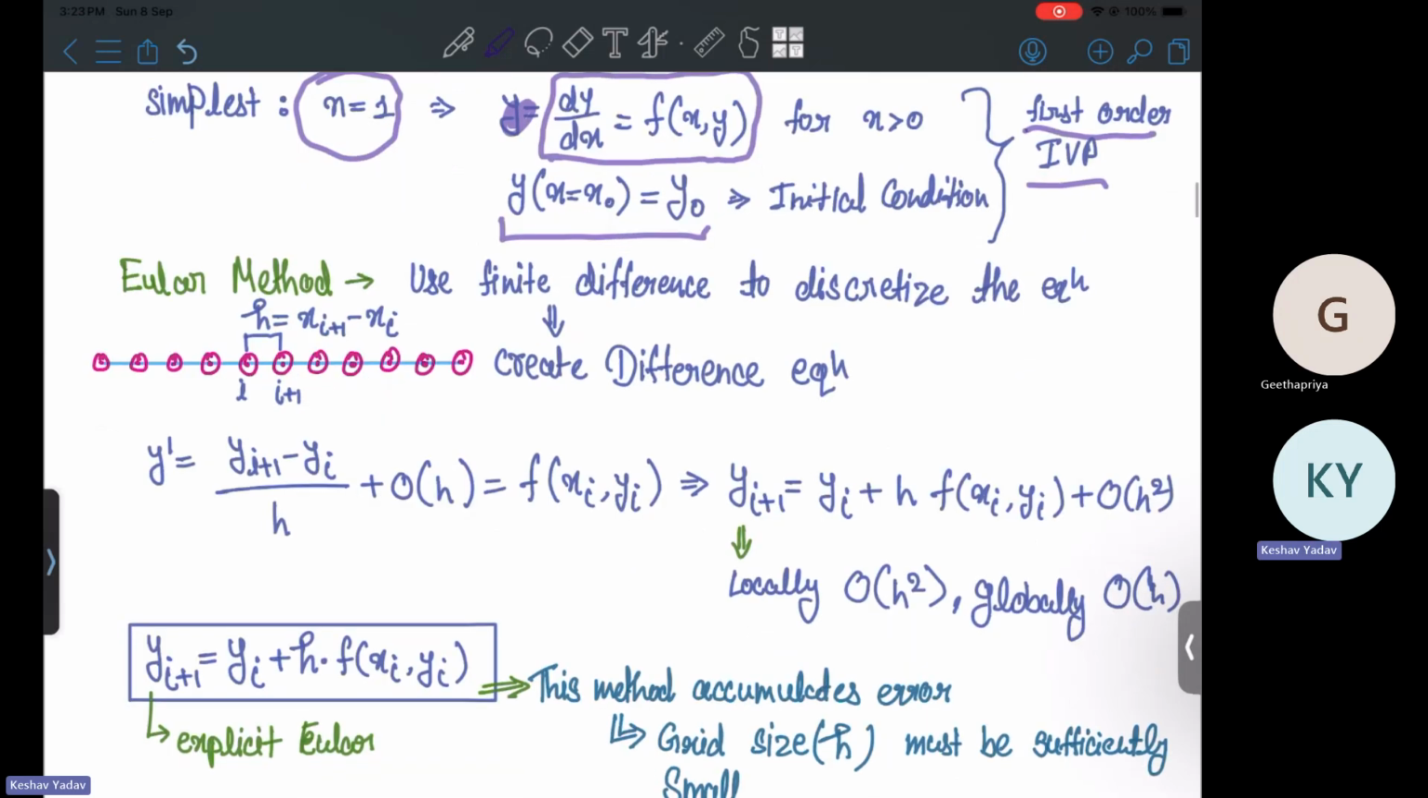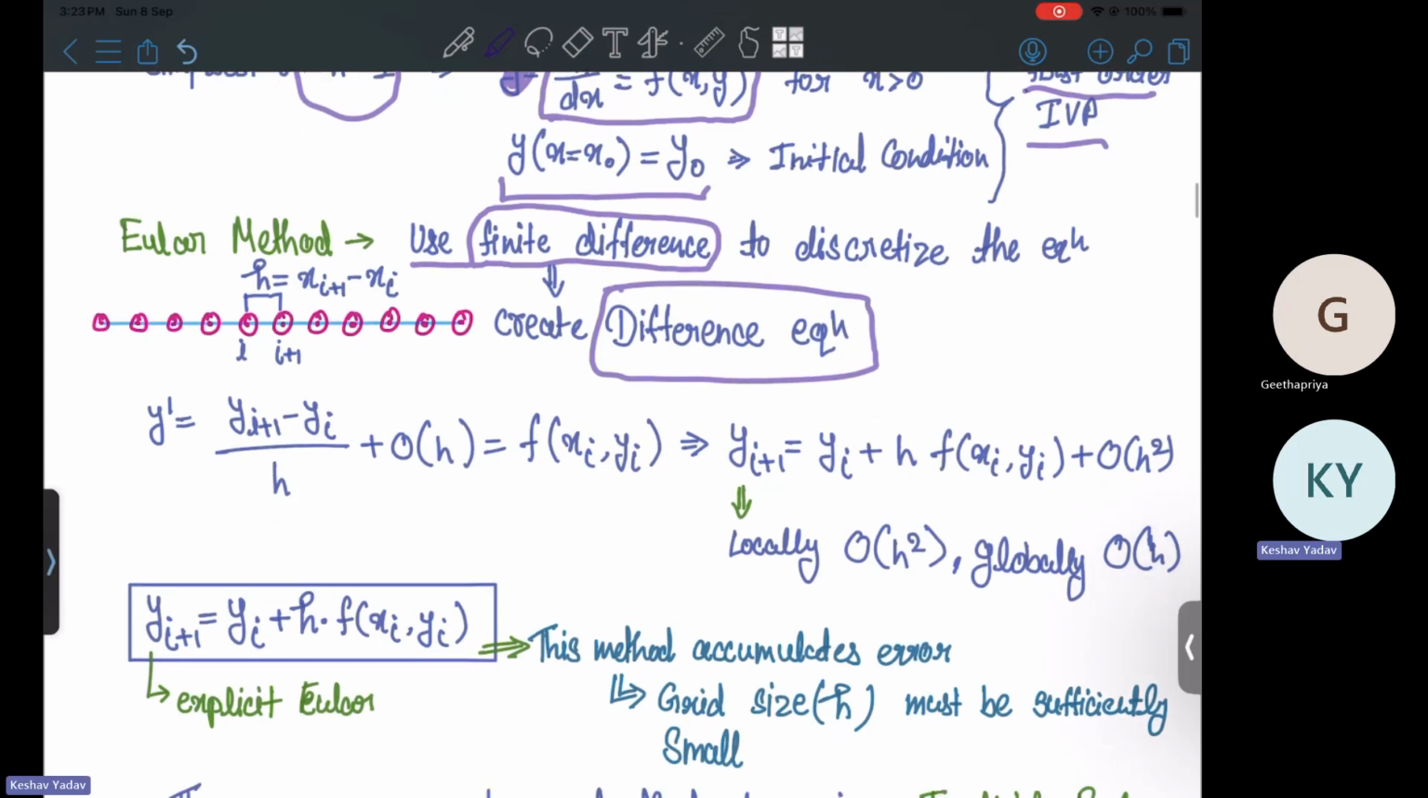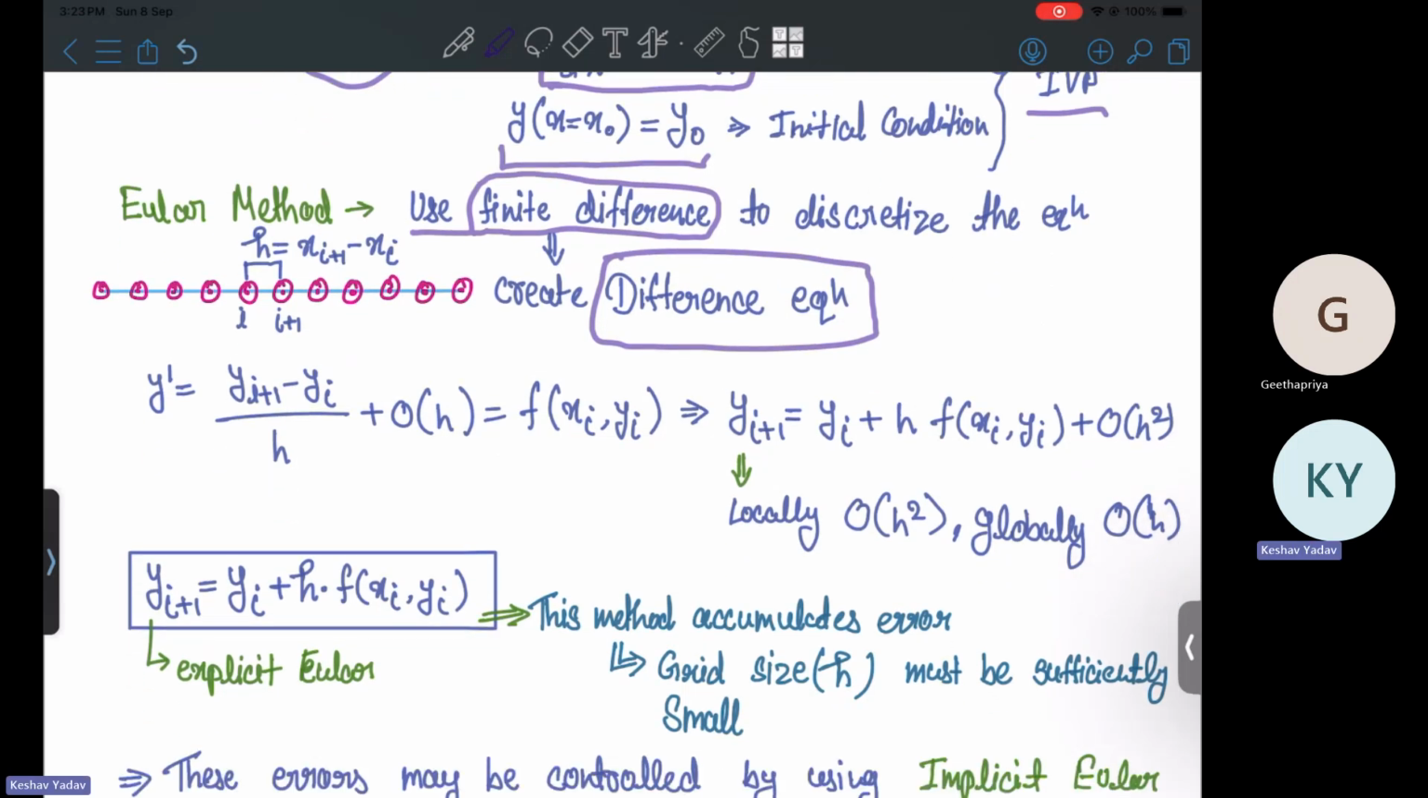How can we solve using the Euler method? We will use the finite difference method to create a difference equation. Suppose we have a domain from x equal to x naught to some x equal to x l. We will discretize this into small steps. h is known as the step size or grid size, that will be equal to xi plus 1 minus xi.